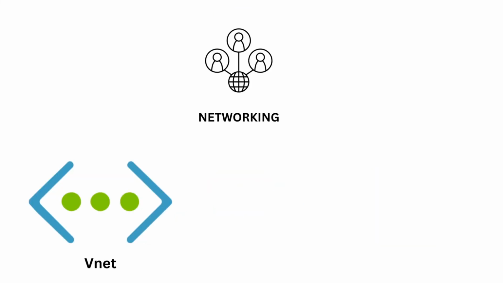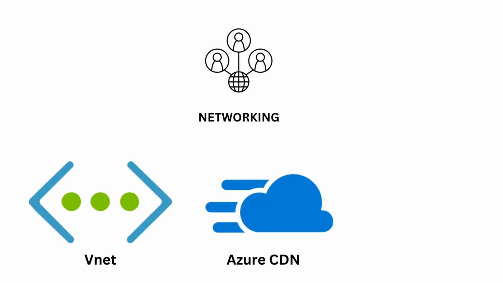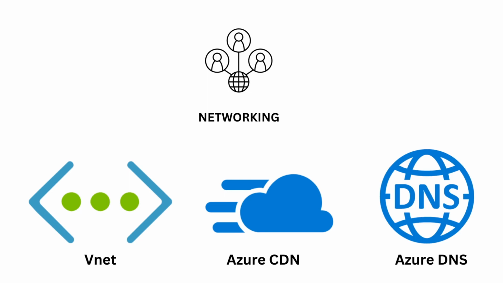Now, networking. Networking in Azure: VNet is the networking tool that connects all Azure resources together. Azure CDN, or Content Delivery Network, is used for delivering high bandwidth content to the users worldwide. Azure DNS is a hosting service that allows the user to host their DNS domain in Azure.